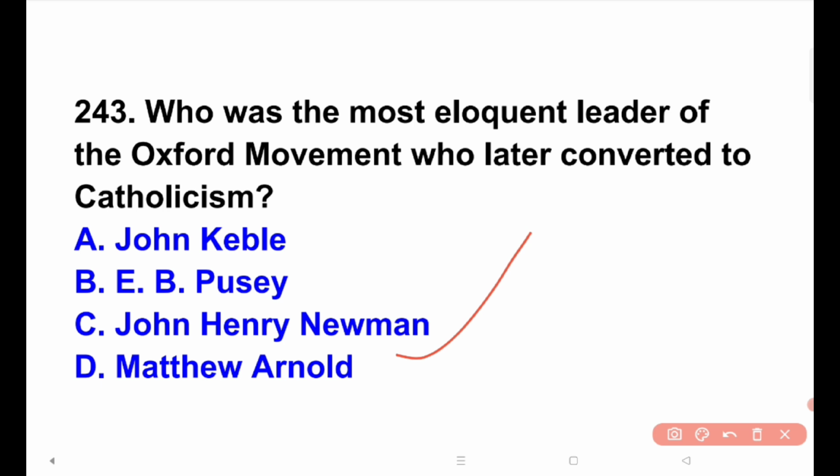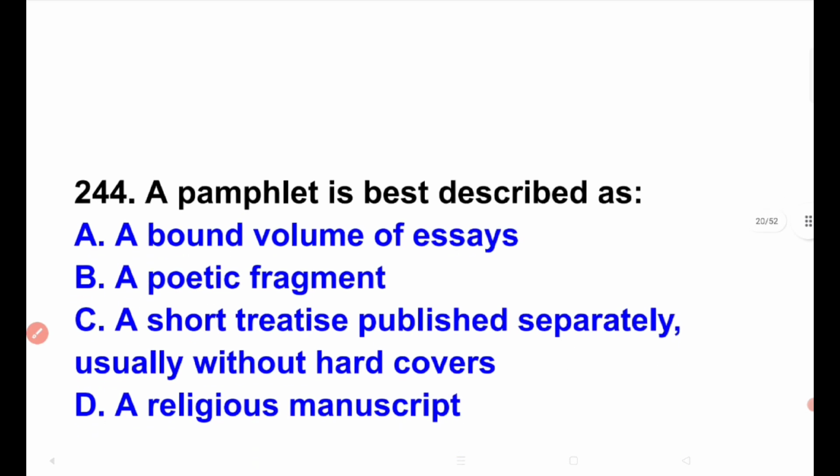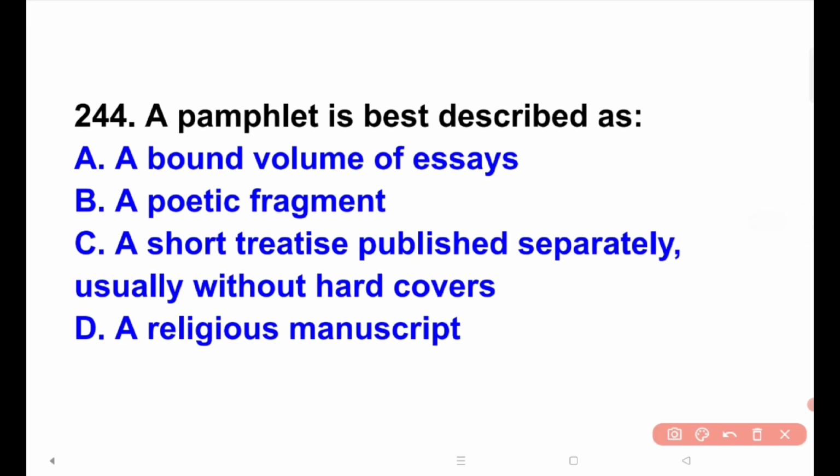Next, Newman's works include Apologia Pro Vita Sua, 1864. Next, a pamphlet is best described as a short treatise published separately, usually without hard covers. Pamphlet: any short treatise published separately, usually without hard covers.